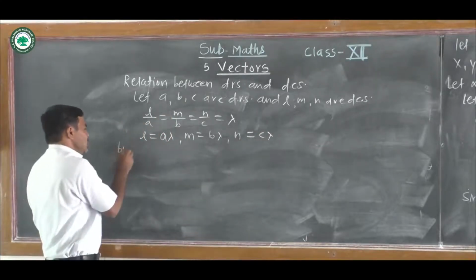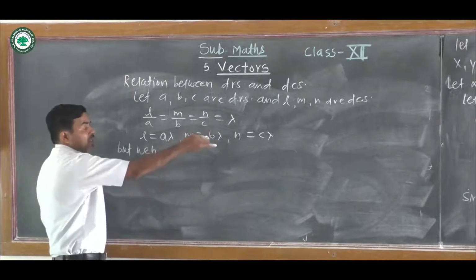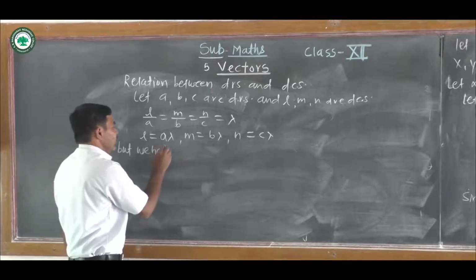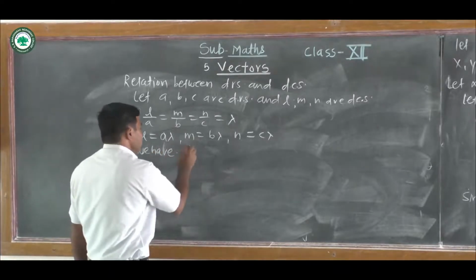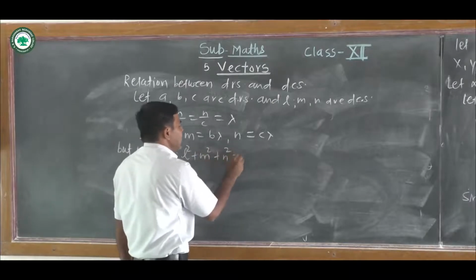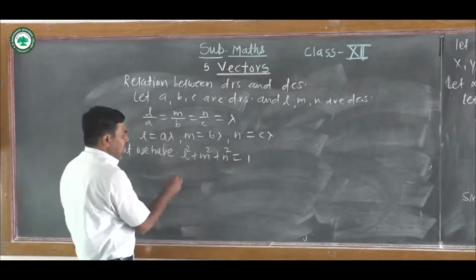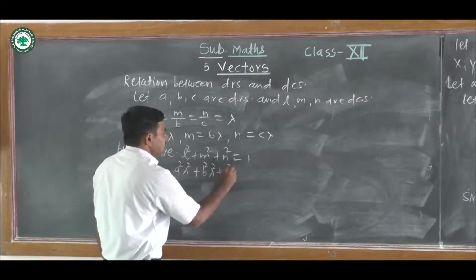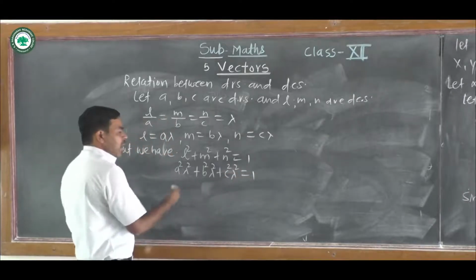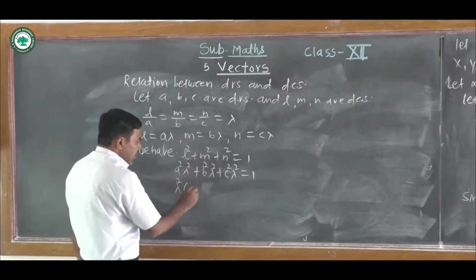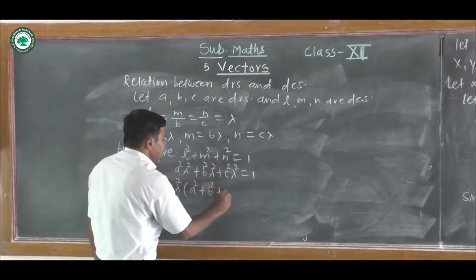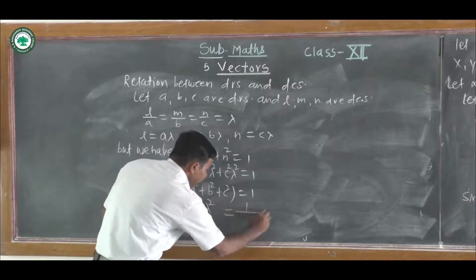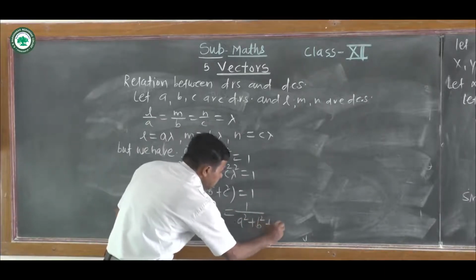But we have one relation, just as before some time we have seen that relation. We have L square plus M square plus N square is equal to 1. But now here L is A lambda. So it is A square lambda square plus B square lambda square plus C square lambda square is equal to 1. Now take lambda square common. So lambda square in bracket A square plus B square plus C square is equal to 1. It means lambda square is equal to 1 upon A square plus B square plus C square.